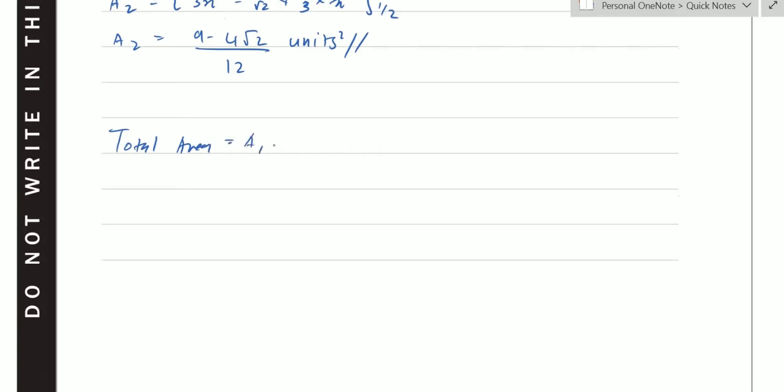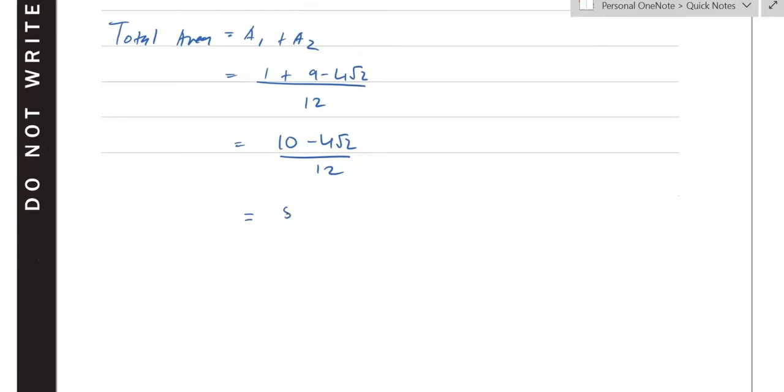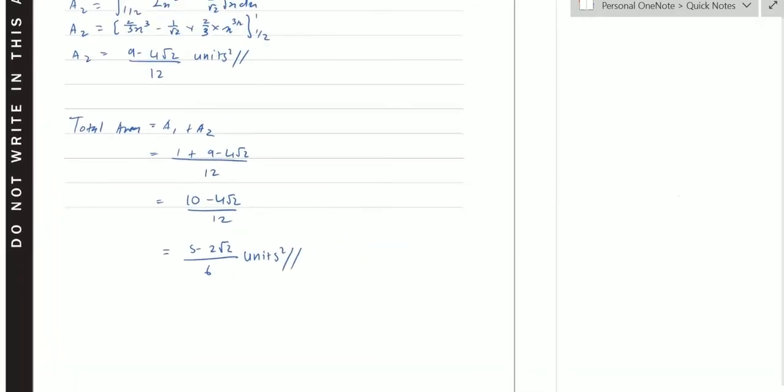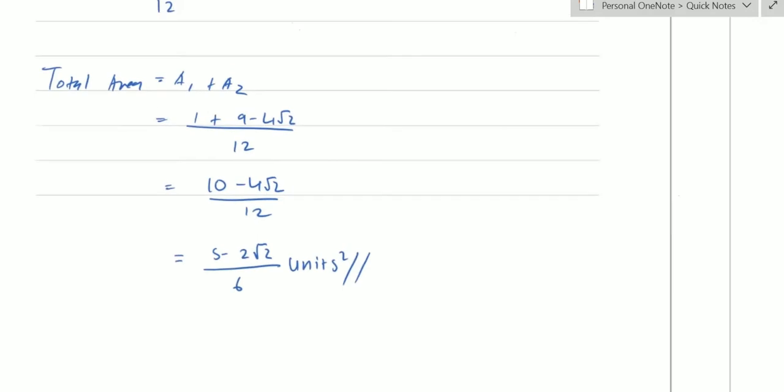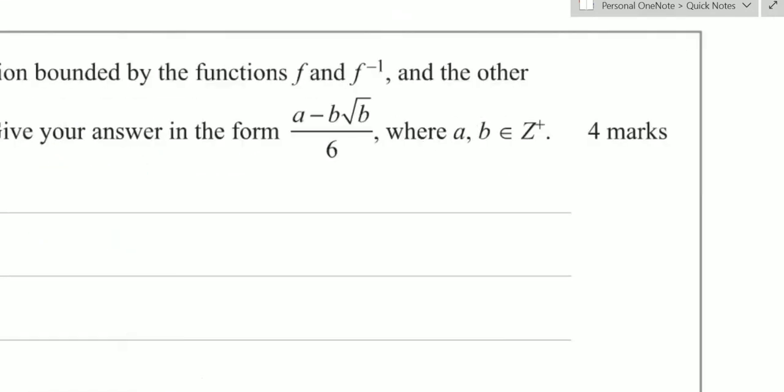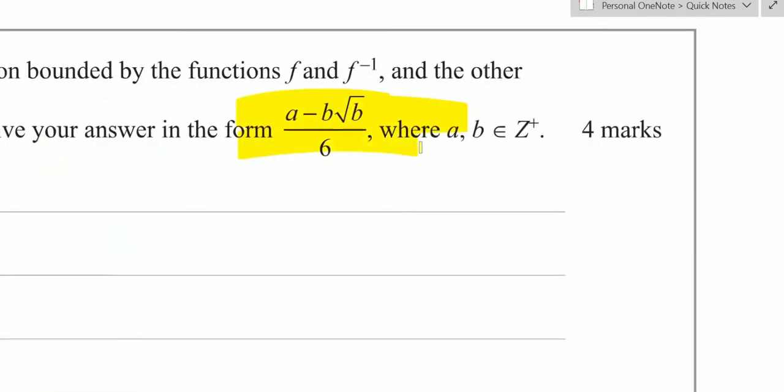So A1 plus A2, and that is 1 plus 9 minus 4 root 2 on 12. So it's 10 minus 4 root 2 on 12. And if we get rid of 2 from both the denominator and the numerator, 5 minus 2 root 2 on 6 units squared. And we can verify our answer, double check it using the conditions, like I said before.